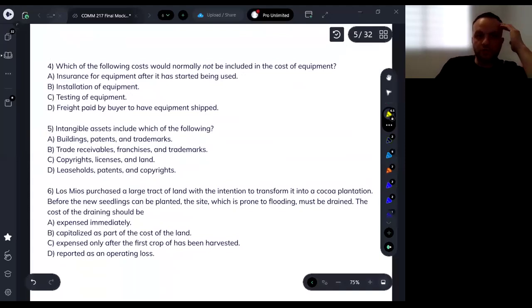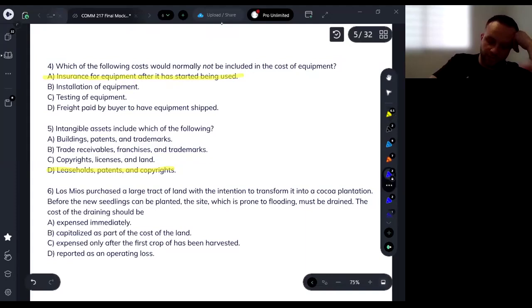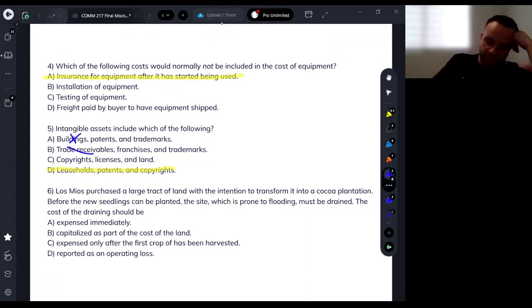Which of the following costs would normally not be included in the cost of equipment? Insurance for equipment after it started being used. That's not included, but the rest are all included. Intangible assets include leaseholds, patents, and copyrights. Right, a building you can touch. Trade receivables is not intangible at all, and neither is that.